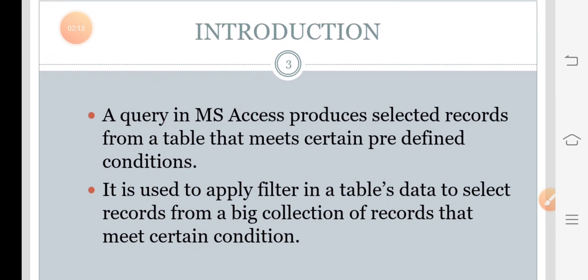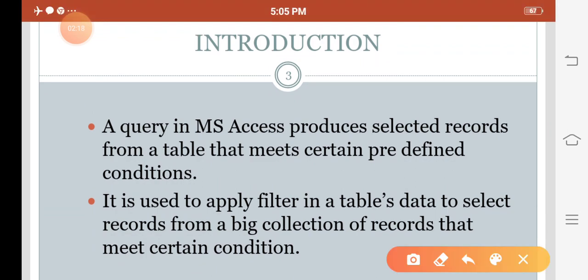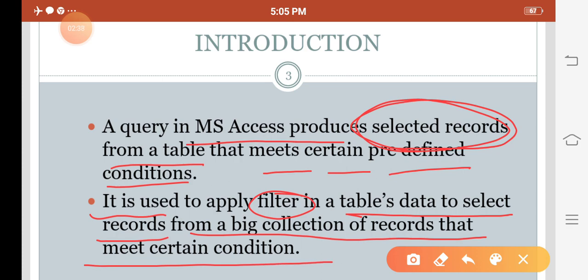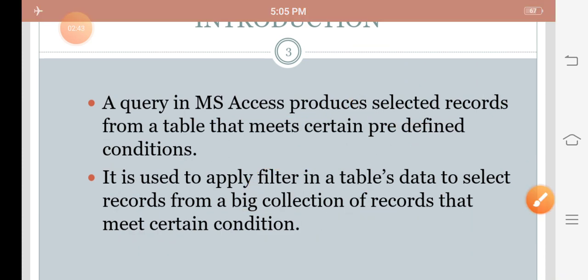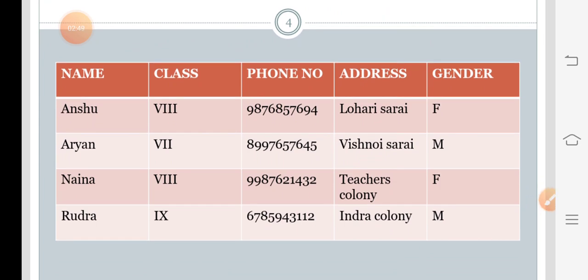Moving on to the next, introduction. In this chapter we will study what queries are. Queries in MS Access produce selected records from a table that meet certain predefined conditions. A query is used to apply a filter on a table's data, to select records from a big collection of records that meet a certain condition. Before getting the meaning of these two points, let me make it clearer with the help of one example.